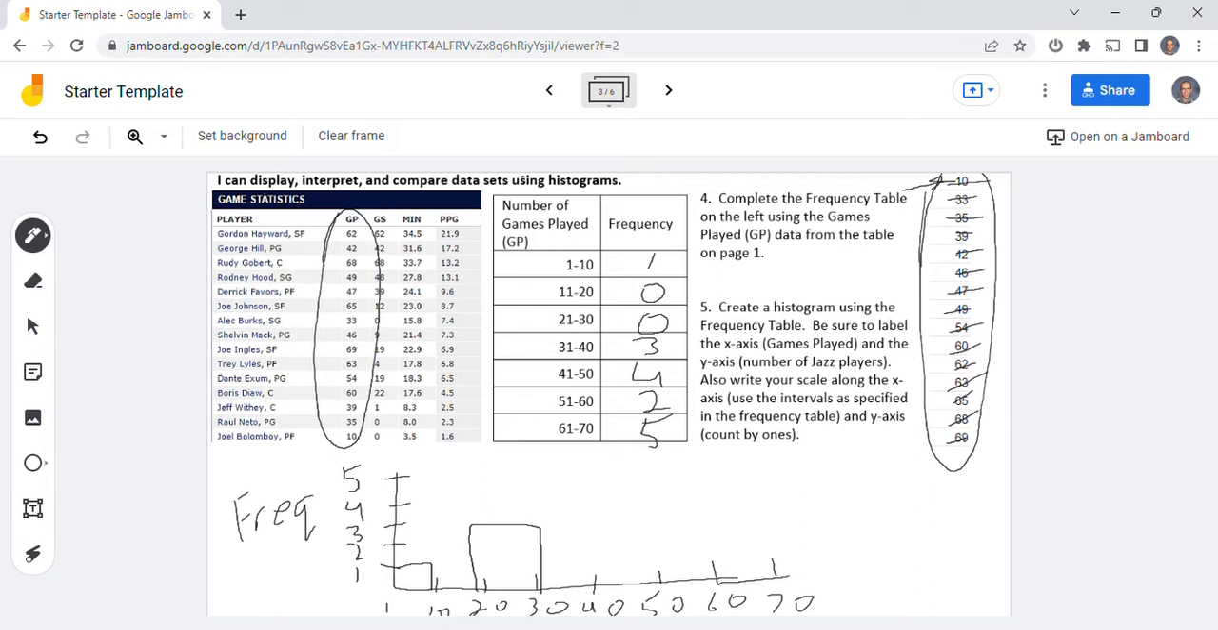41 to 50, oops, mistake there. I put that one in the 20 to 30 bin. The 31 to 40 bin will be over here. Goes up to 3. 41 to 50 goes up to 4. 51 to 60 goes up to 2. 61 to 70 goes up all the way to 5.